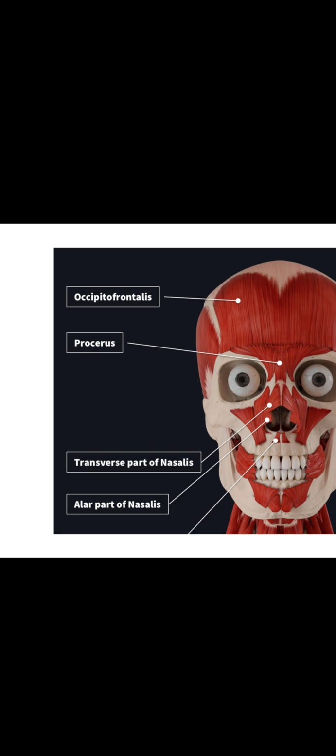Now, as I was telling you about occipitofrontalis, see, this is the occipitofrontalis muscle. Here you have procerus, and the nasalis muscle, again found around the nose.